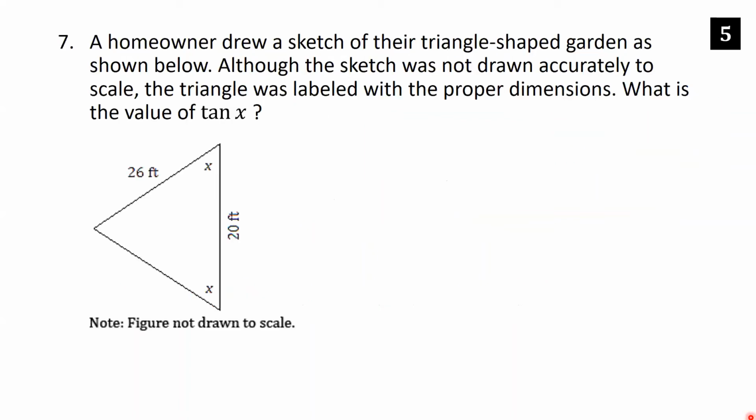7. A homeowner drew a sketch of their triangle-shaped garden, as shown below. Although the sketch was not drawn accurately to scale, the triangle was labeled with the proper dimensions. What is the value of tan x? Okay, so here we have a figure that's not drawn to scale, but we do have some labelings. We see it's an isosceles triangle because 2 of the angles are labeled with x's, and we have 2 of the side lengths, 20 feet and 26 feet.